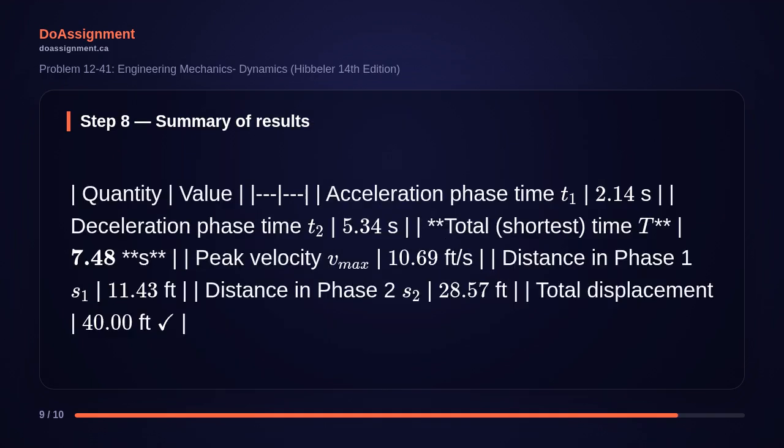To summarize, the acceleration phase lasts about 2.14 seconds, and the deceleration phase lasts about 5.34 seconds. The shortest total time to travel 40 feet and come to rest is approximately 7.48 seconds. The peak speed reached is about 10.69 feet per second.